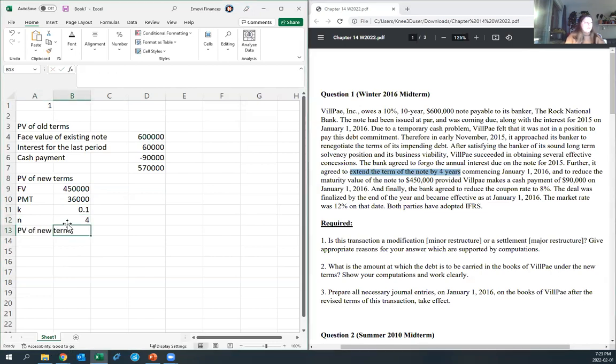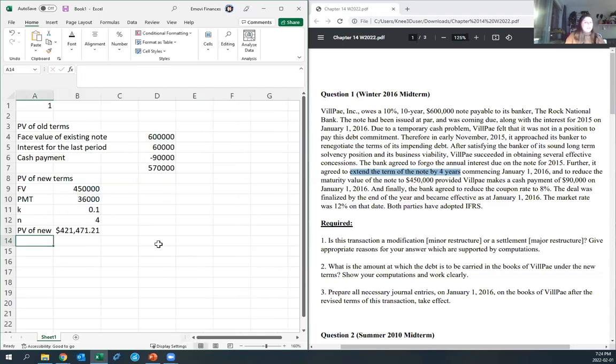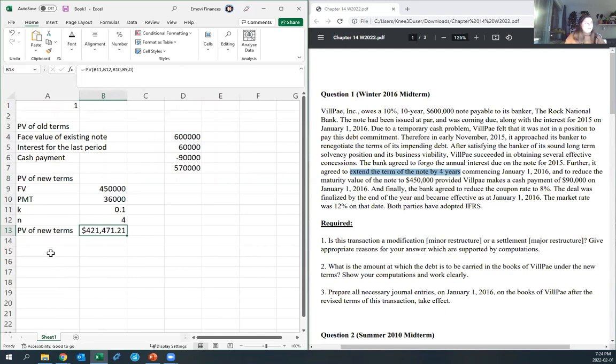So here we can find the PV now. Rate is 10%. Number of periods is 4. Payment is 36,000. Future value is 450,000. And that gives us a present value for the new terms of 421,000. So now we have to find if it's a 10% difference. To do that, you do the old terms minus the new terms divided by the old terms. And that gives us a difference of 26%.